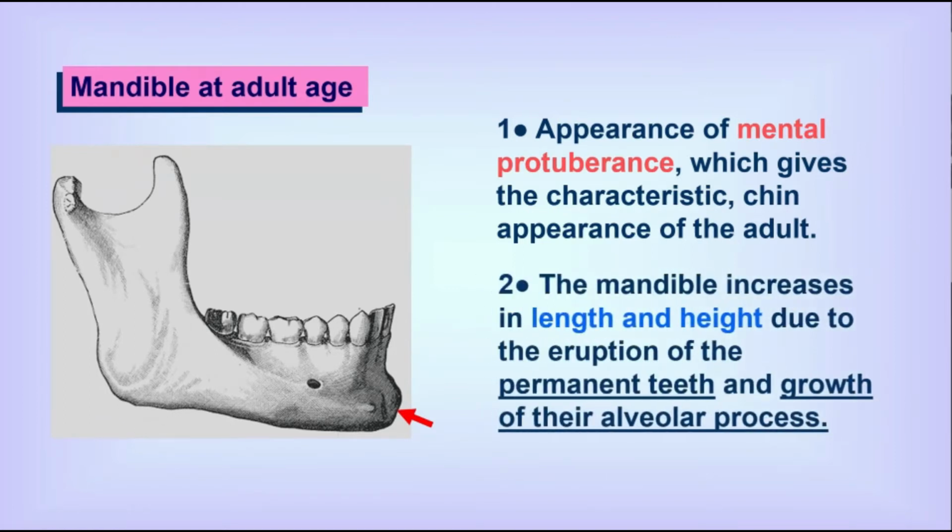The mandible increases in length and height due to the eruption of the permanent teeth and growth of their alveolar process. So the mandible has developed fully in height, in length, and in thickness, bearing all the teeth on the alveolar process. All 8 teeth may be present in one quadrant: 1, 2, 3, 4, 5, 6, 7, 8. If the lower 8 is impacted, then you will find 7 teeth in each quadrant.